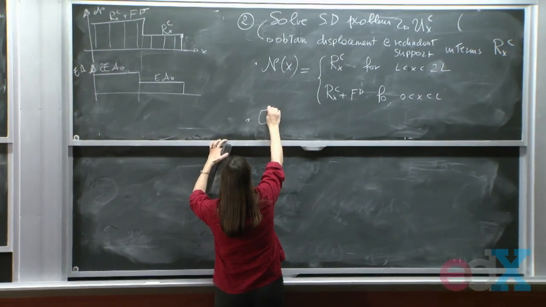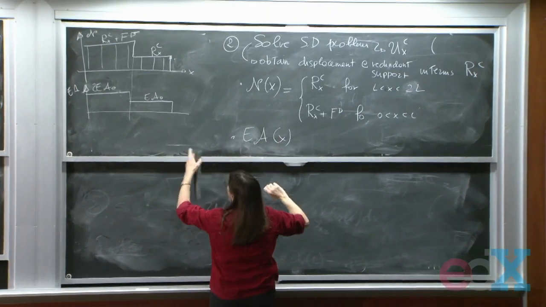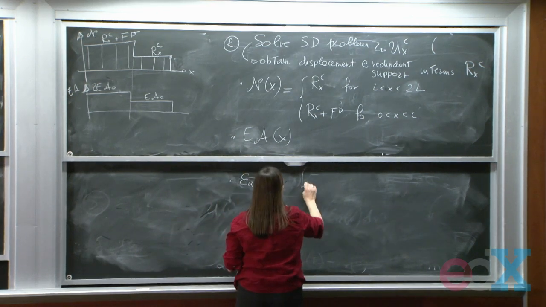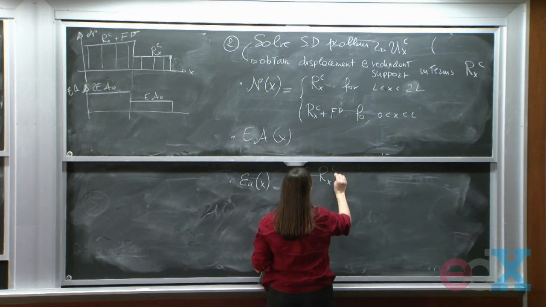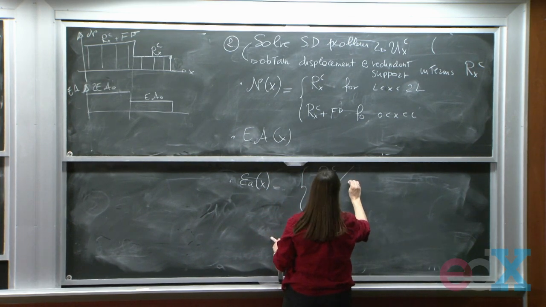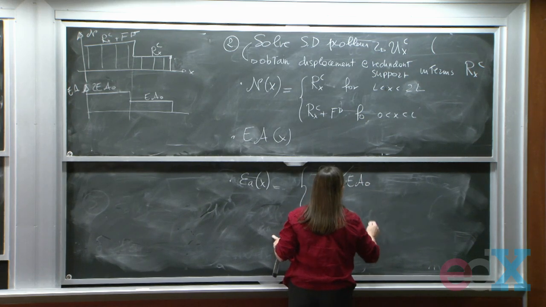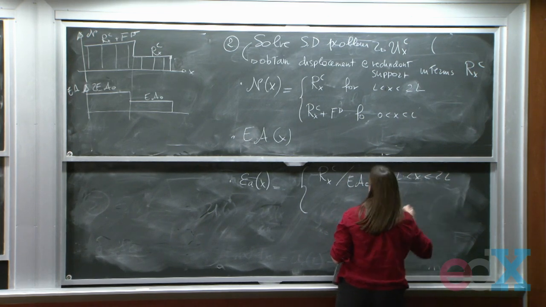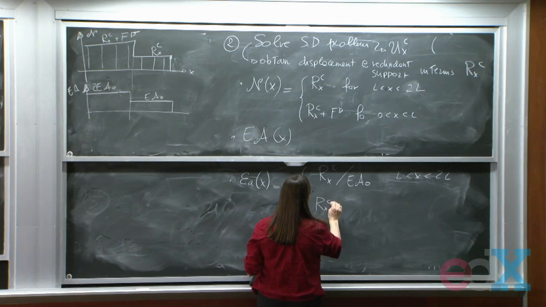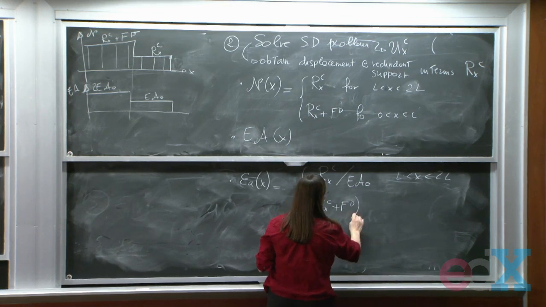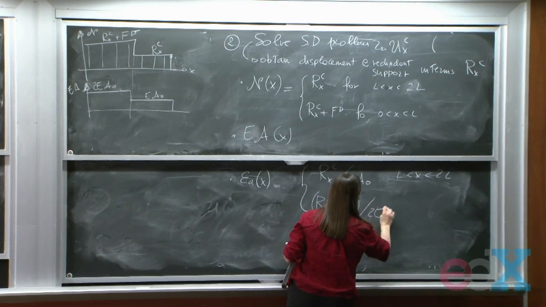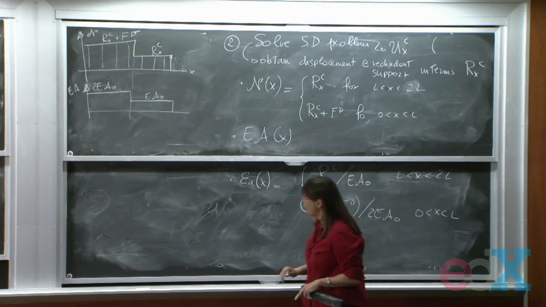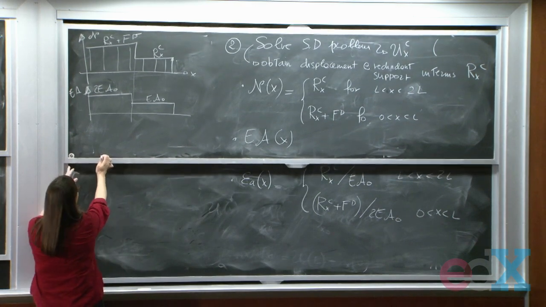So my epsilon of X, let's do things in order. Like I told you, EA of X is equal to that. And so now if I do epsilon of X, that's going to be equal to RXC divided by EA0 on the right side, so if L is less than X less than 2L. And it's going to be equal to RXC plus FD divided by 2 EA0 for 0 less than X less than L. Excellent. So my epsilon of X also looks like that.